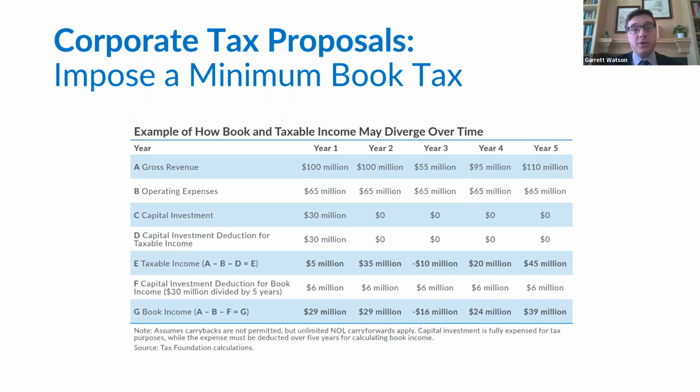The president's proposal to impose this minimum tax would carve out or exempt many of those credits from this tax, but that actually undermines the very purpose of the tax, which is to reduce these gaps between taxable income and book income. And so it's almost a self-defeating thing if you are exempting the very credits that are driving these gaps in the first place.